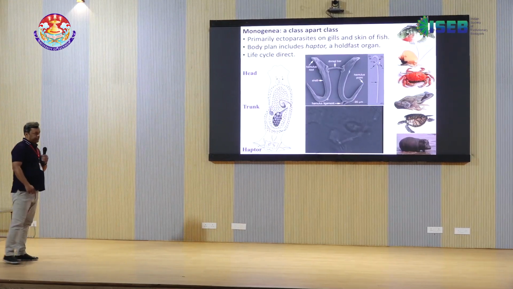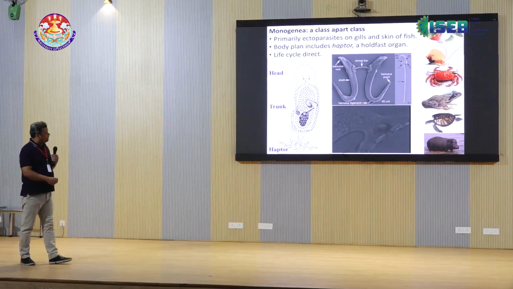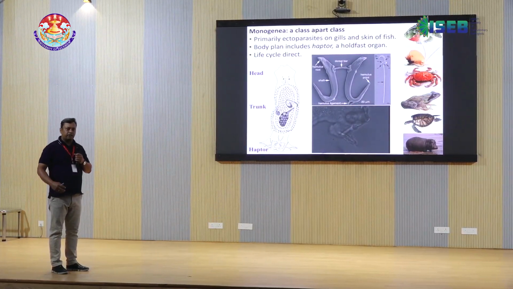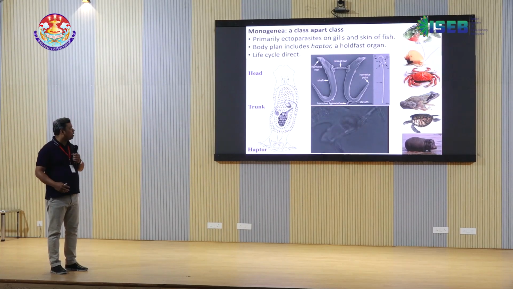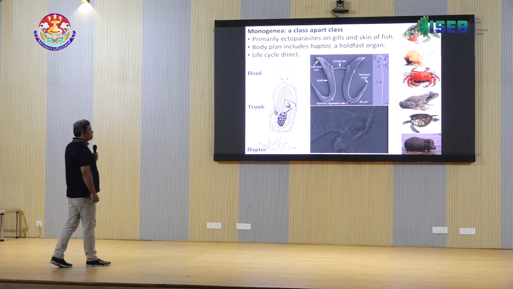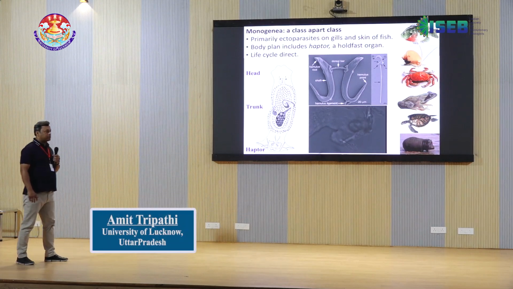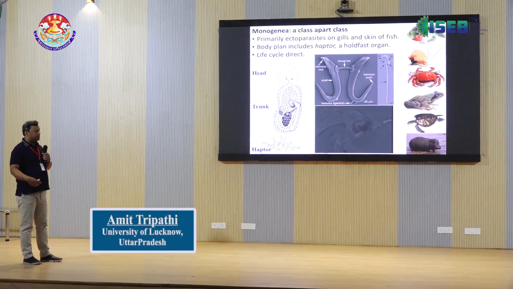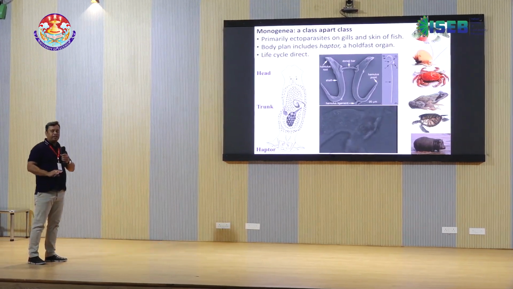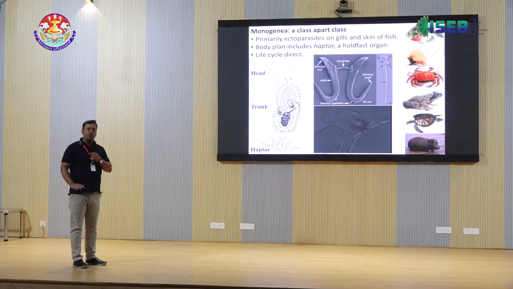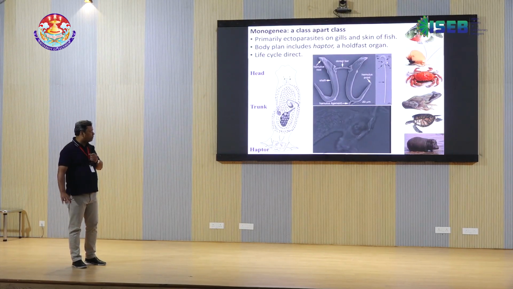Now, first the monogenia. Monogenians are primarily the ectoparasites of the fish. So they are found on the gills and the skin of the fish, but they can exploit the snails, crabs, even the frogs, tortoise, turtles, and at least one species of monogenian is known from the eyes of hippopotamus. No monogenian is known from the birds so far.